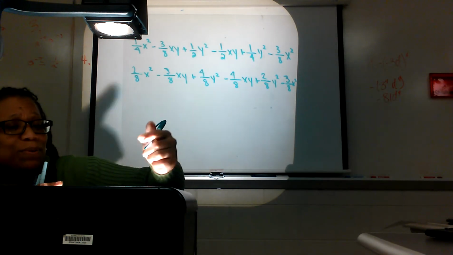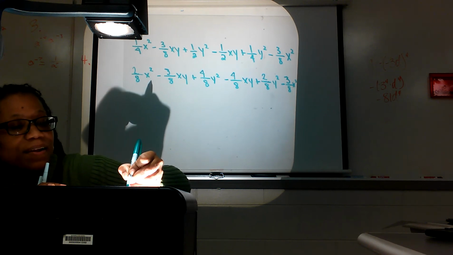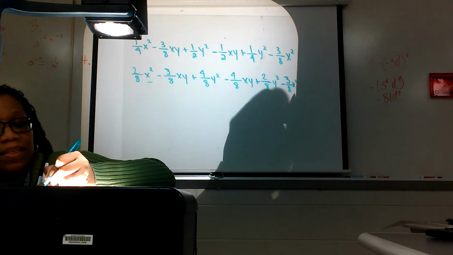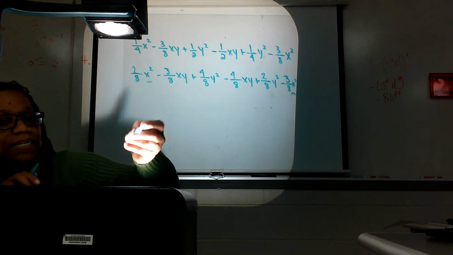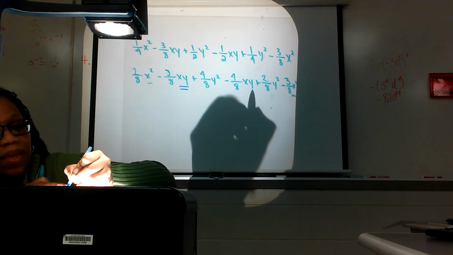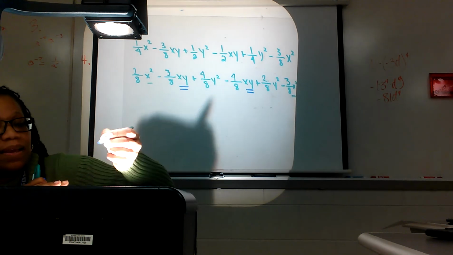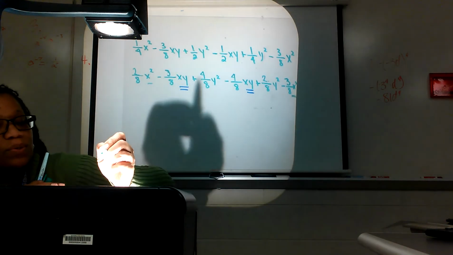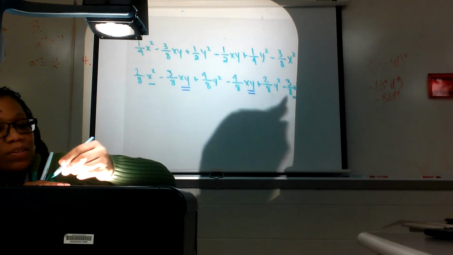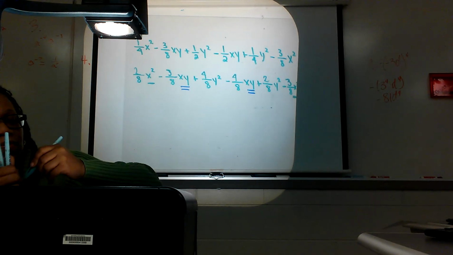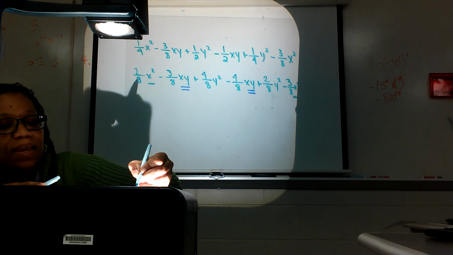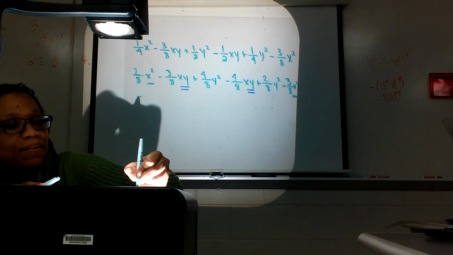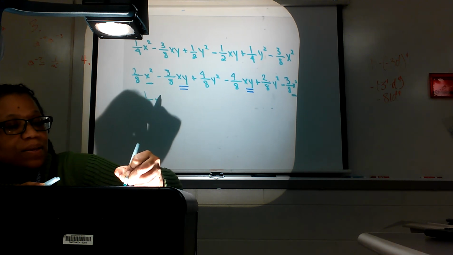Now everything is smooth. I'm going to collect my like terms. Now all I have to do is add or subtract the top, whatever it tells me to do. I'm going to collect the x squared terms together, and my xy's with my xy's, and I can leave the y squared terms for now. So I have 2 over 8 minus 3 over 8. That's going to give me what? Negative 1 over 8x squared.